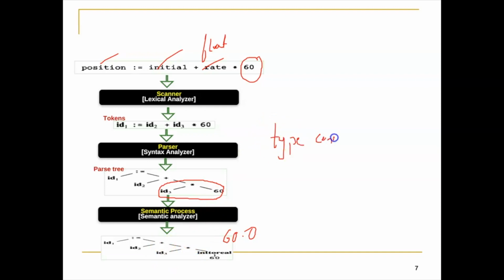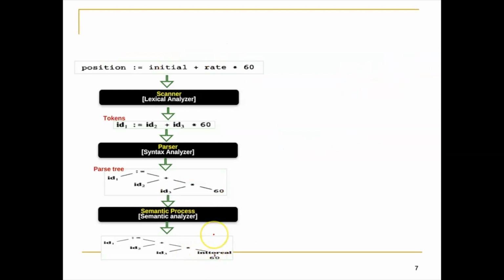But to be frank, it's not possible for the compiler to do this type conversion in all contexts. Suppose it's a plus 60, where a is a character and 60 is a number. In a context like this, it's not possible for the compiler to do any type conversion, so it will report an error. But fortunately, in our example, the compiler is capable of converting 60 to 60.0 using the function into real, and that's depicted in the tree.